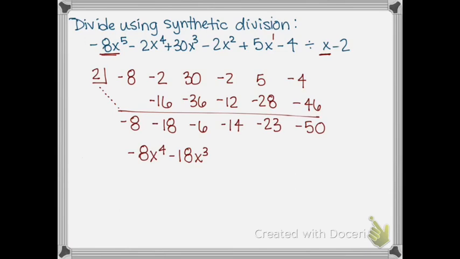Wow, all negative signs there. Minus 6x squared, minus 14x, minus 23, and then remember that negative 50 is a remainder. You always put a plus sign before the remainder. Remainder of negative 50 over the divisor, x minus 2.